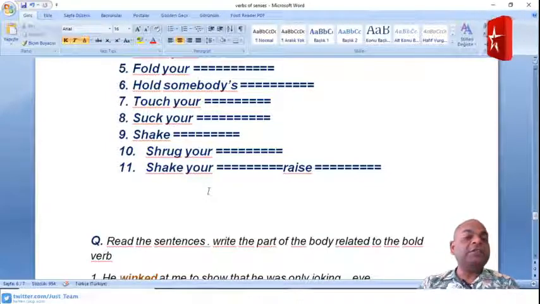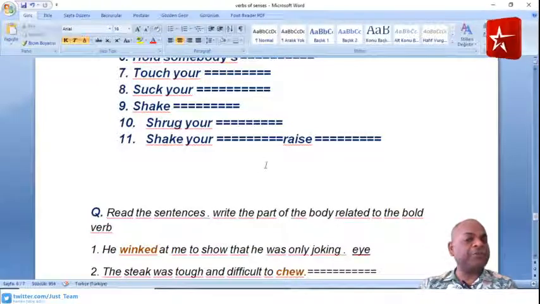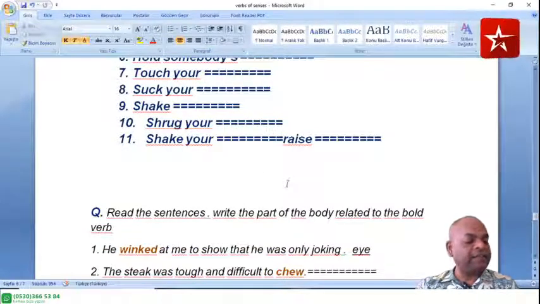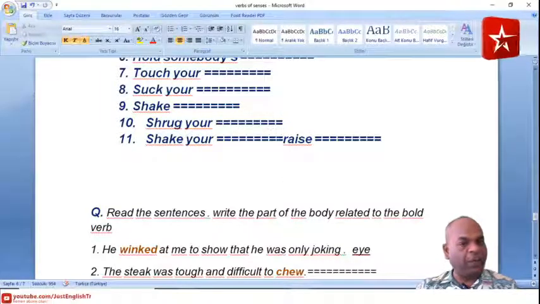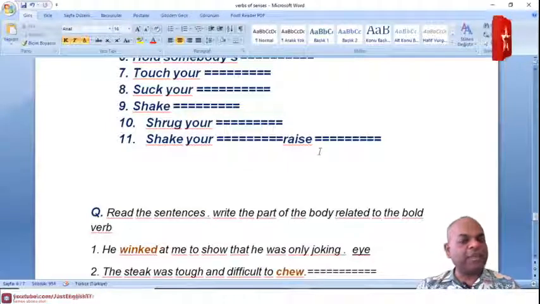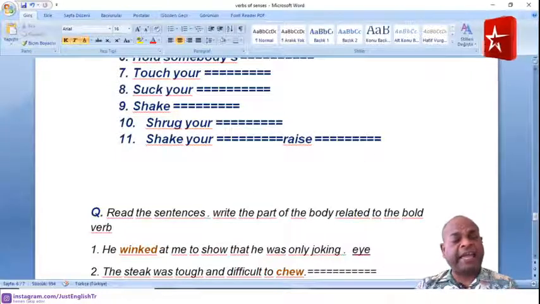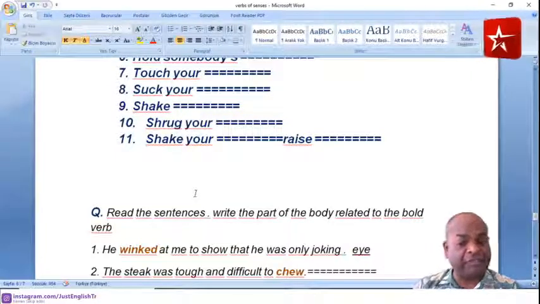Says here, shake your dash and raise your dash. What answer, guys, do you think we will have here? Guys, what answer will be here? Shake your dash and raise your dash. What will be the answer here?